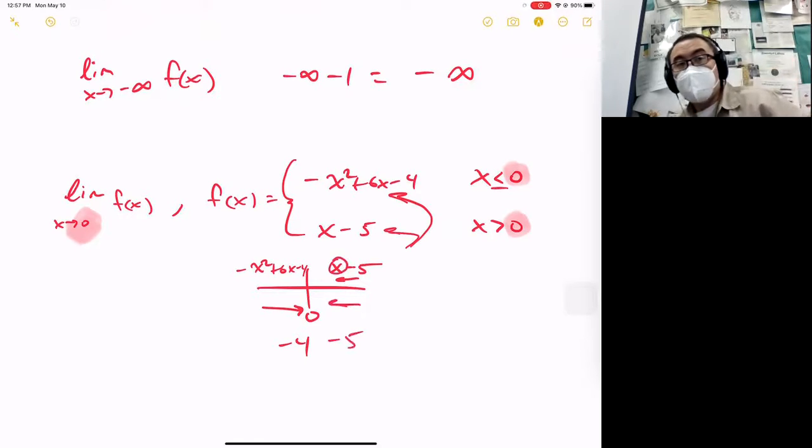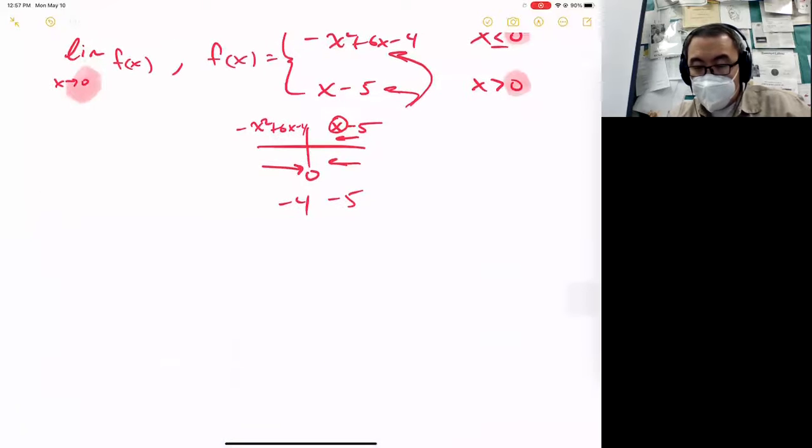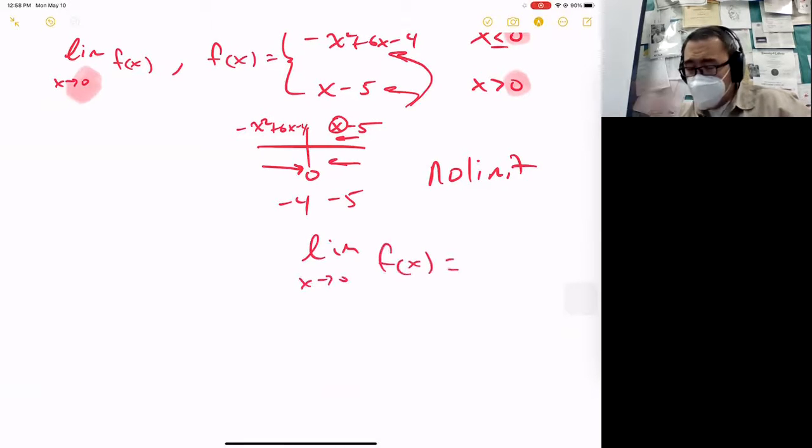So do we have a limit? The left side says negative 4. The right side says negative 5. Are they in agreement? No. If we wanted to really graph it, we could graph it. But we realize that they don't agree already. So if they don't agree, we can say no limit. So as the limit as x approaches 0 of f of x, do they agree? The left guy says it's a rope. The right side says it's a hose. They don't agree. We have no limit.